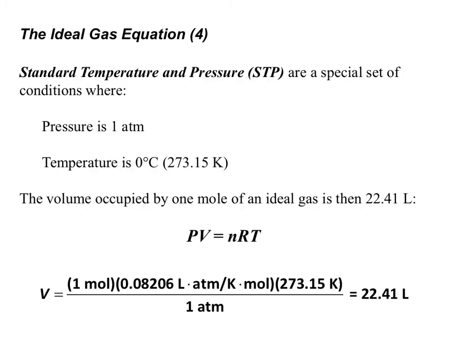When you see standard temperature and pressure, STP, this means a special set of conditions where the pressure is 1 atmosphere and temperature is 0 degrees Celsius or 273.15 Kelvin. If these are the conditions stated, then the volume occupied by 1 mole of an ideal gas is 22.41 liters, as shown in the equation at the bottom.